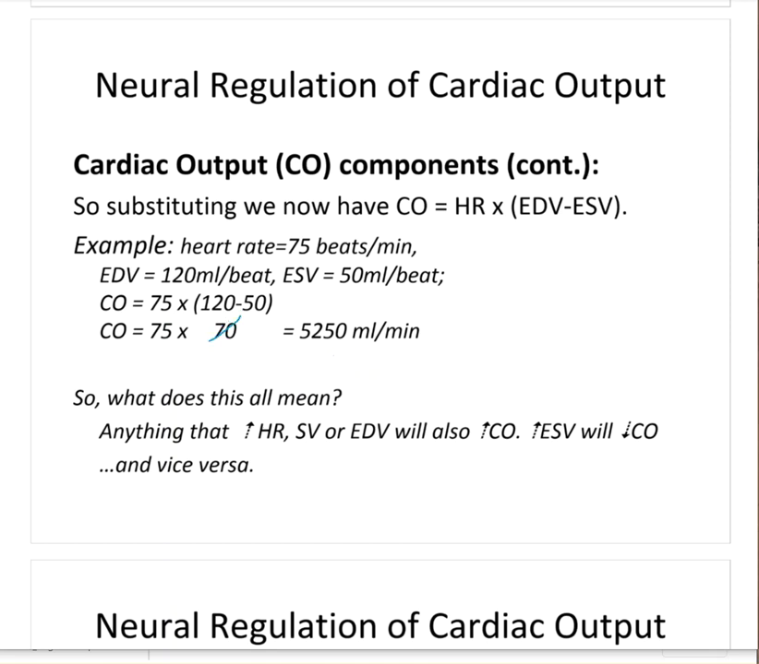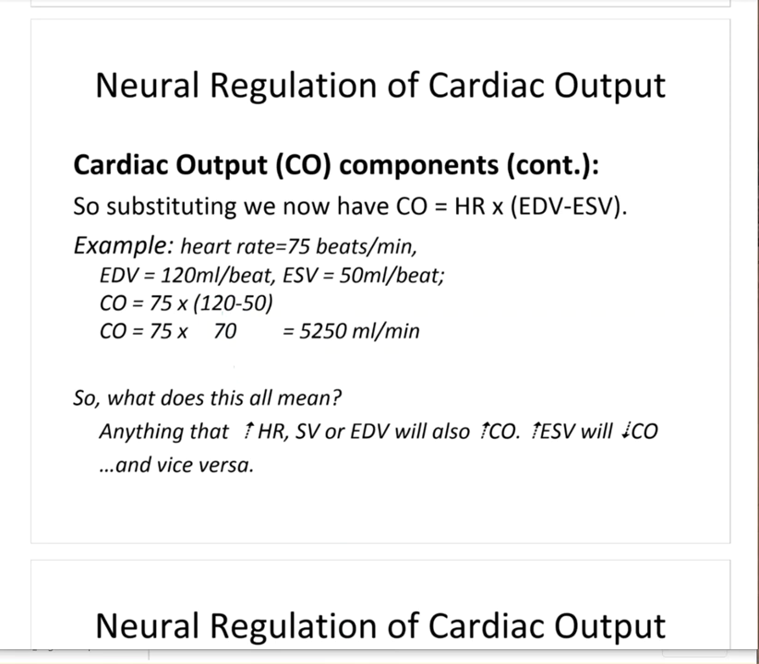Okay, now let's say I increase stroke volume. Total stroke volume is now 100. Well, now my cardiac output is 7,500. So increased stroke volume also increases cardiac output. All right, now what if I increase EDV, this number here? So let's say I make this 150. 150 minus 50 is now 100. 75 times 100, we get 7,500 mils. So EDV going up, the amount of blood that we fill the ventricle with, usually means we're going to eject more blood out of the ventricle. And so that also increases cardiac output.